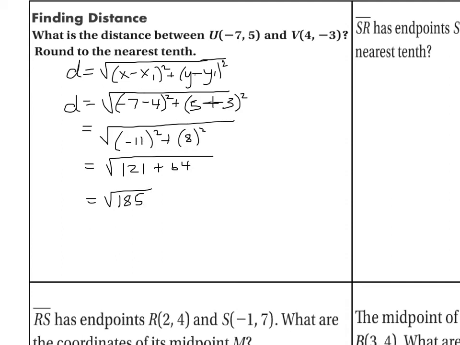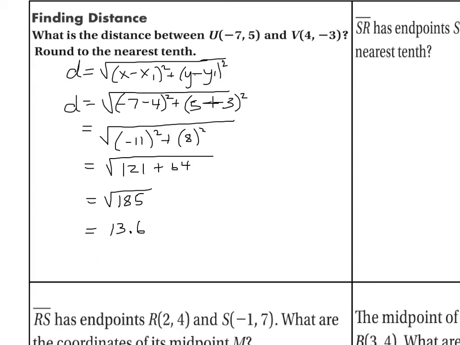Now, it says in your directions, round to the nearest tenth. So on your calculator, you find the square root of 185, and it gives you 13.6. So the distance from U to V is 13.6 units.